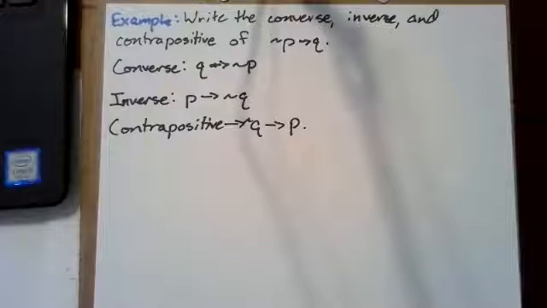So here is another example. We'll write the converse, inverse, and contrapositive of if not P, then Q. And this isn't too hard. For the converse, again, we just switch the statements. It becomes if Q, then not P.